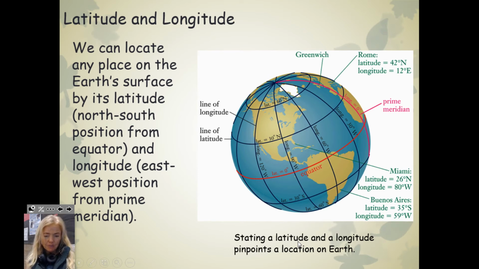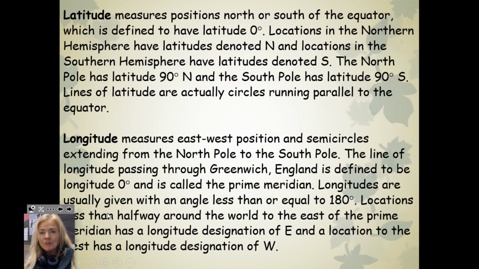If I've hit a little pin, sometimes it just gives the longitude and latitude of where I'm going. But that's where you find it, right in there. So latitude measures positions north or south of the equator. It's defined to have latitude of 0 degrees.